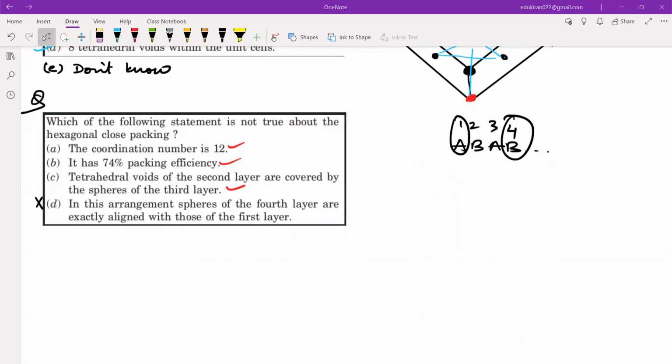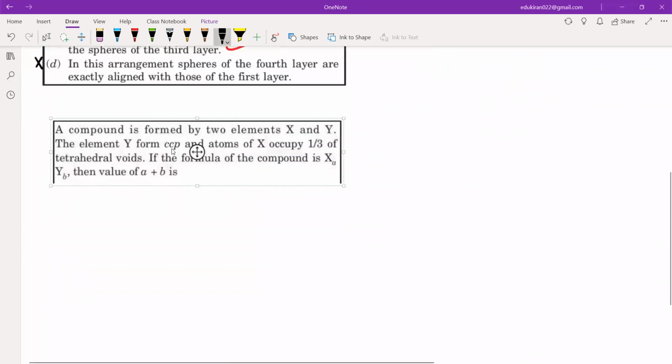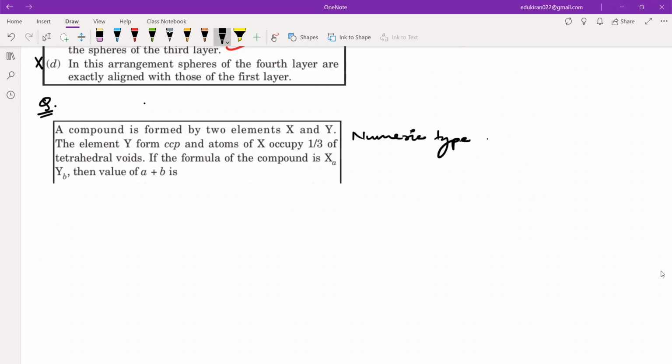Okay. Now there is one question that you have to do. So you will write this question. A compound is formed by two elements X and Y. It is a formula-based question, and it is easy. But it has been asked in, I think, some JEE Advanced exam in numeric type. You have to find the value of A and B. So you can get this type of examples in numeric type questions. Come on, do it. Send the answer in chat.